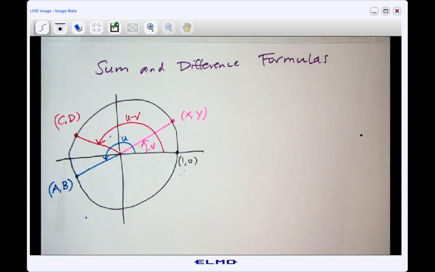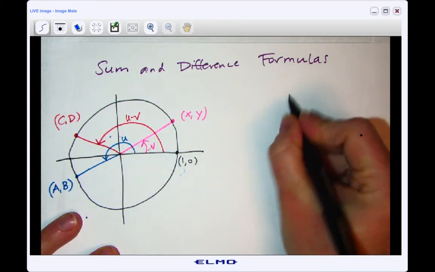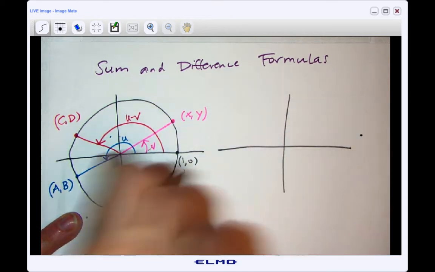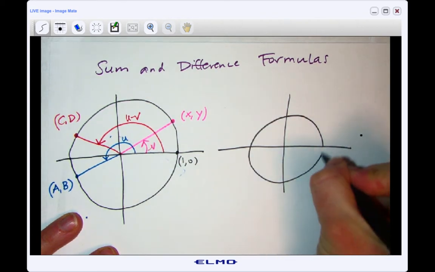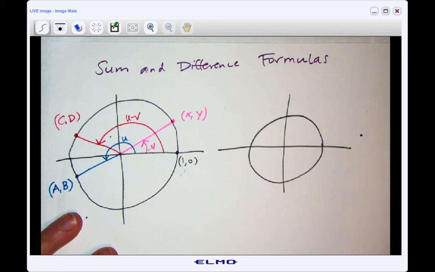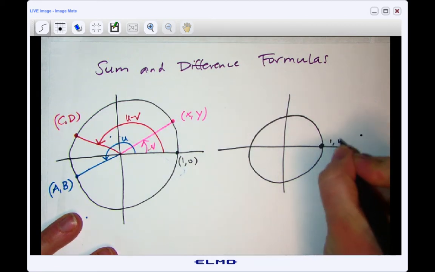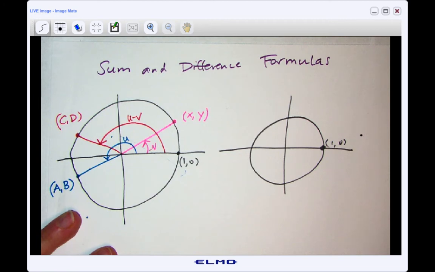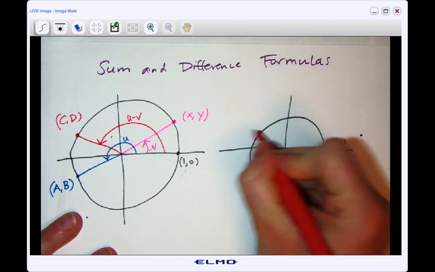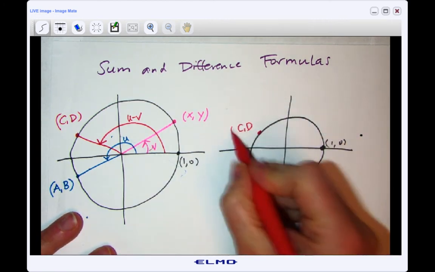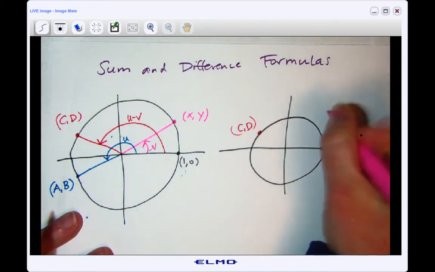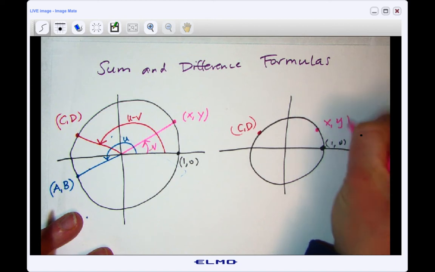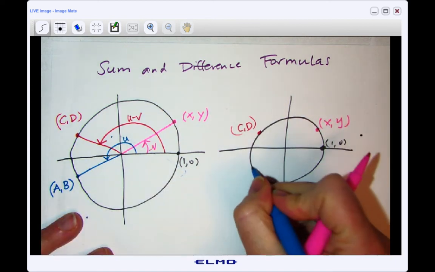Okay, so there's my picture. I'm going to draw one more picture over here. It's actually the same picture, but this one is going to be too confusing to look at if I draw a ton of stuff on it. So let's just draw a new one. All right, so once again, this one we know is (1, 0). This guy over here was (C, D). This one over here was (X, Y). And this one over here was (A, B).